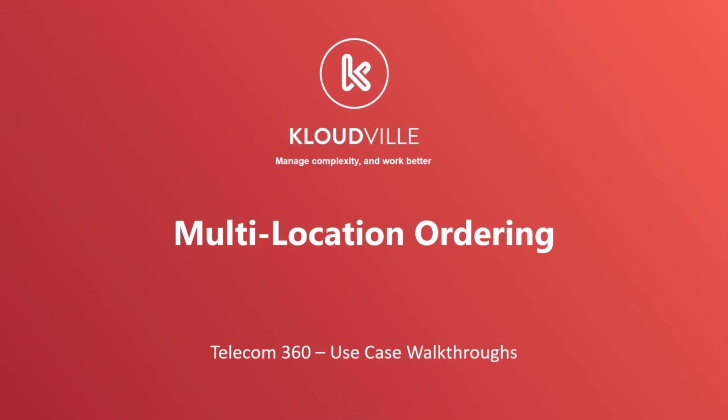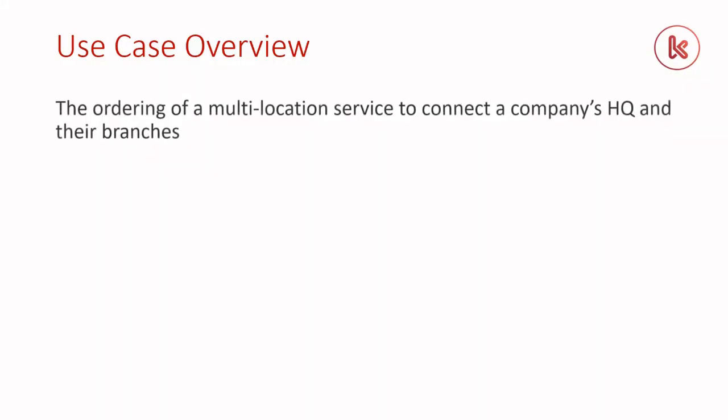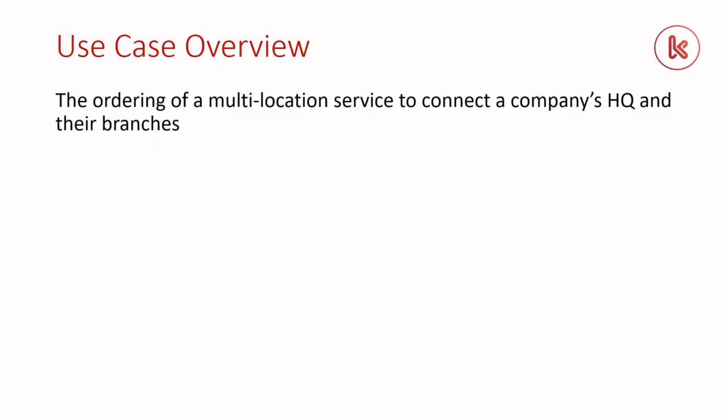Today we're going to talk about multi-location ordering, and that's a key requirement and a key use case in the B2B world, where we're dealing with end clients that have dozens or hundreds or thousands of end locations. You think about McDonald's or Starbucks, and you need to connect those locations to the headquarters, and it provides a challenge for most ordering systems in terms of being able to handle the complexity of services that connect to service addresses.